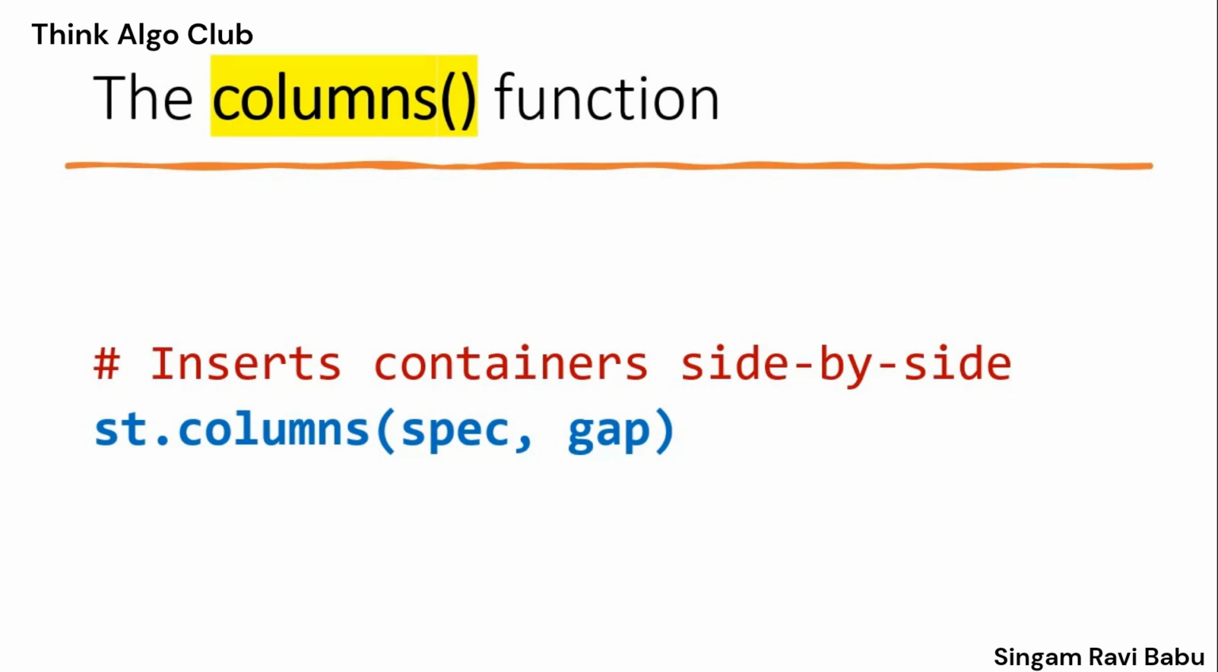In this video, we are going to insert columns on a page using Streamlit's columns function. In fact, it inserts containers side by side. You can specify how many containers you want using the first argument or parameter of this function. And using the second argument, you can specify the gap between these containers or columns. The gap can be small, medium, or large.